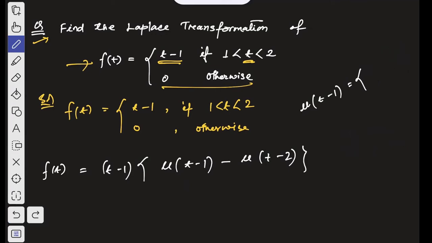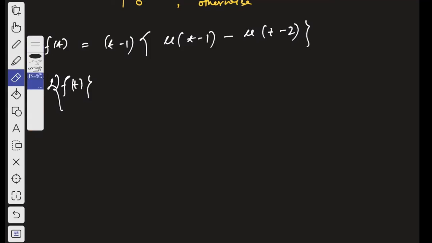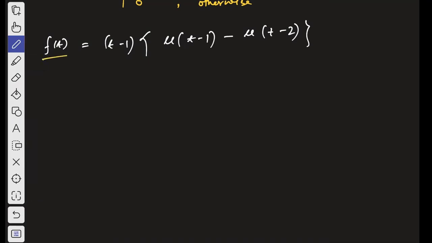So now let me clean this page a little bit. Okay, now let me scroll down. Okay, this is the function. So we are to find the Laplace transformation of this function f of t, right? Here you see, we are going to apply the second shifting theorem, right? So here we need to find the Laplace transformation of this function.